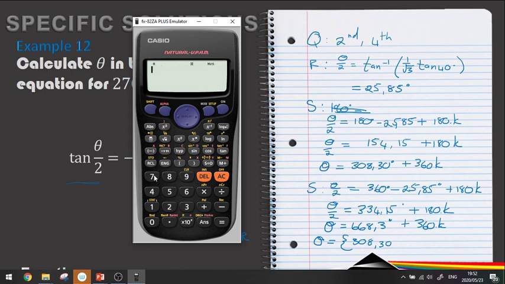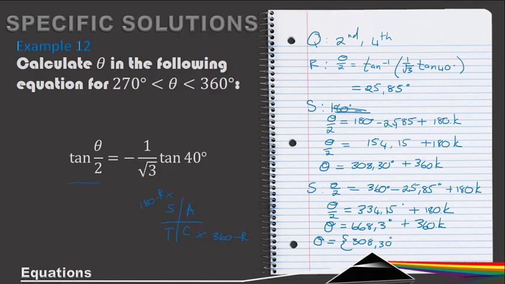Next, we can try this 668.3, and we've actually seen now that these two general solutions resemble the same thing. If I put in negative 1, then I also get this 308.30. So this is then the only solution that falls in this restriction. So theta is then only equal to 308.30 degrees.